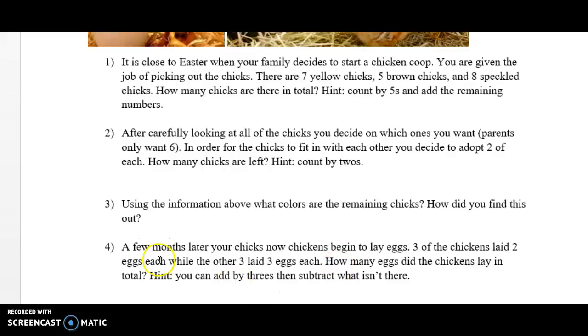The hint that I gave students was you can add by 3s and subtract what isn't there, which is using one of the tools that we went over in class the other day.